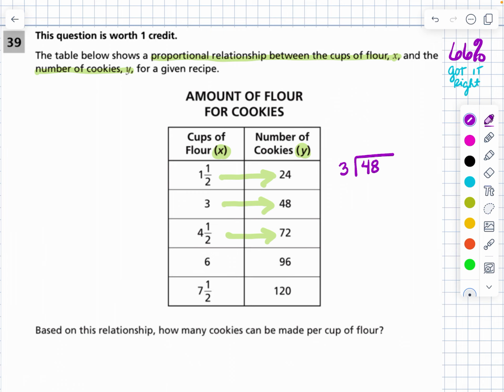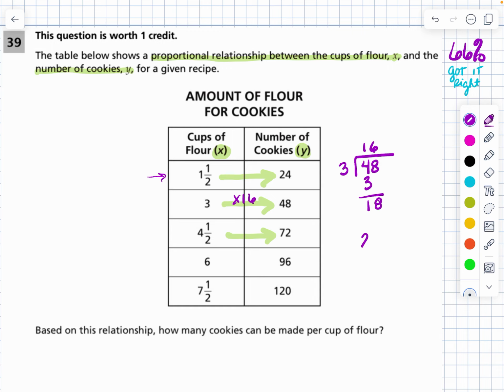So I'm going to divide this out. 3 goes into 4 one time. I'm left with 1, and I bring down the 8 to make 18, and 3 times 6 is 18. So if I multiply 3 times 16, I'm going to get 48. Now I'm going to verify that this is true for another one. I'm going to use this one because it's simple in comparison.